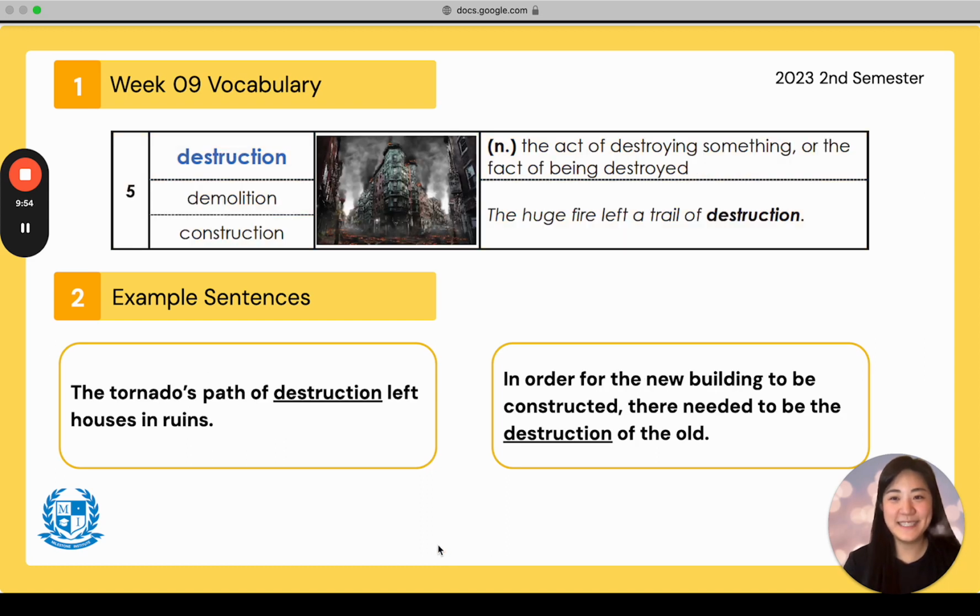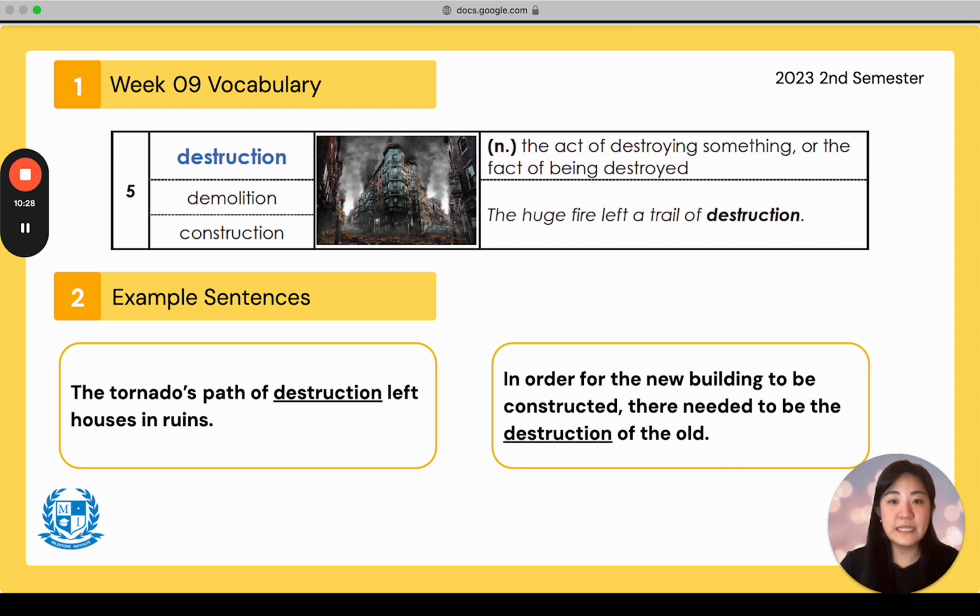Good. Number 5 is destruction. And the synonym is demolition, meaning breaking down buildings. And the antonym is construction, to build a building. And it is a noun, the act of destroying something or the fact of being destroyed. So like I just said, and as you can see in this picture, destruction means there's a lot of destroying, and it's going from what it used to be and it's crumbling down.